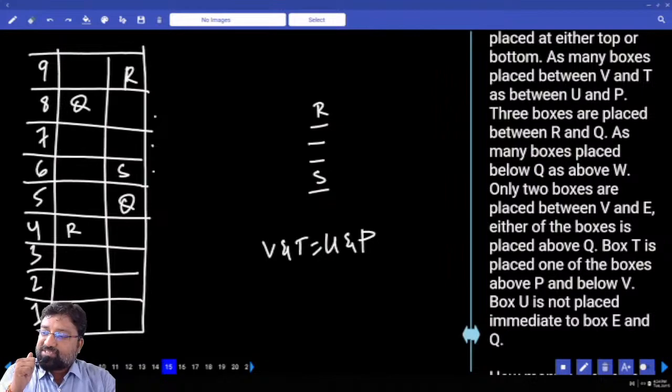As many boxes are placed below Q as above W. Below Q, second from top, second from bottom. Q is in which place? 5th place from bottom. When there are 9 boxes, 5th place from bottom and 5th place from top will be the same. When Q is occupying this place, where is the possibility for W?